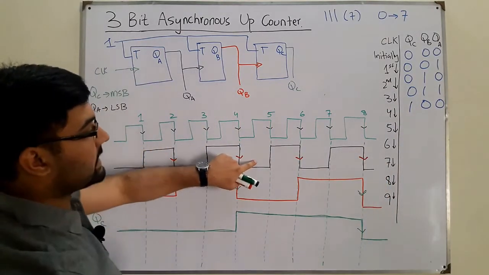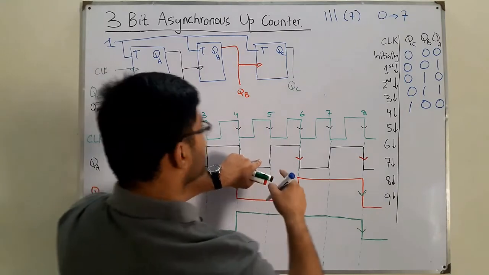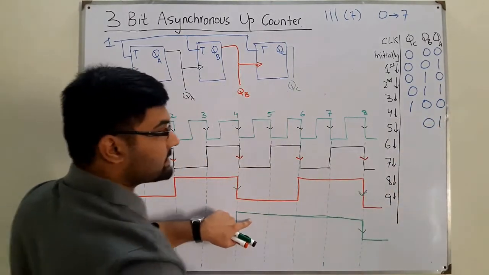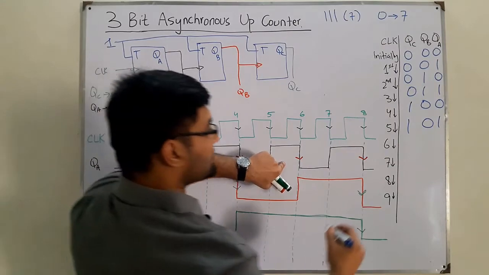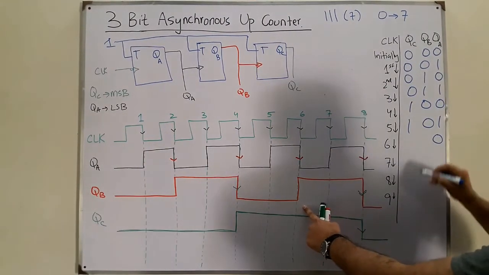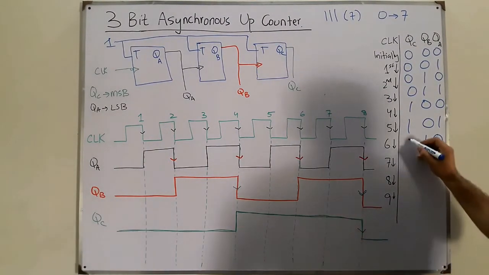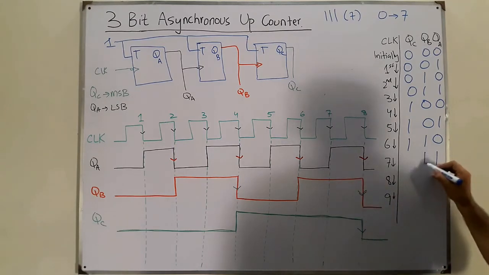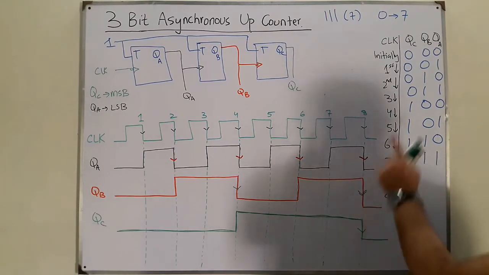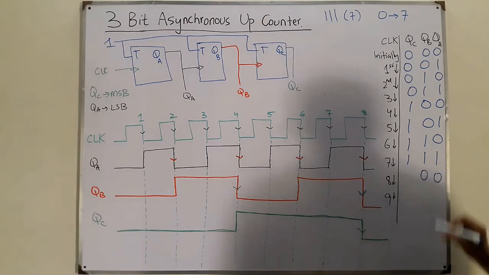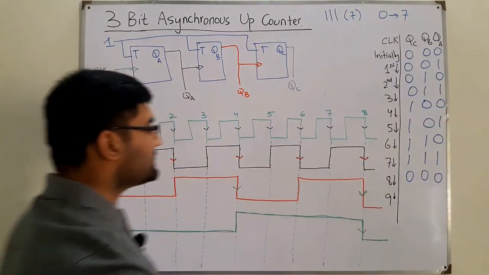Now, when the fifth falling edge arrives, QA goes high, QB is still low, QC is still high. For the sixth falling edge, QA goes low, QB goes high, and QC is still high. For the seventh falling edge, QA goes high, QB is still high, and QC is still high. For the eighth falling edge, QA goes low, QB goes low, QC goes low, which means we have reached the initial state back, and that is not our concern.